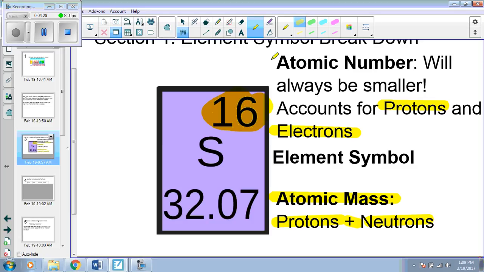So like I said, you have your atomic number, always going to be the smaller number, your element symbol, and then your atomic mass. Sometimes they might have the element symbol written out, other times they're not going to.